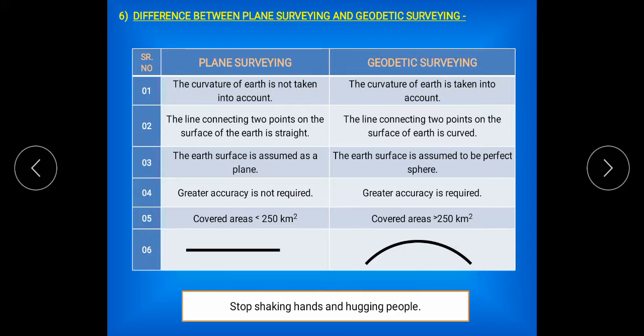Here is the safety instruction: stop shaking hands and hugging people. Avoid such things on the basis of COVID. So this is the sixth content of the basics of the first topic.